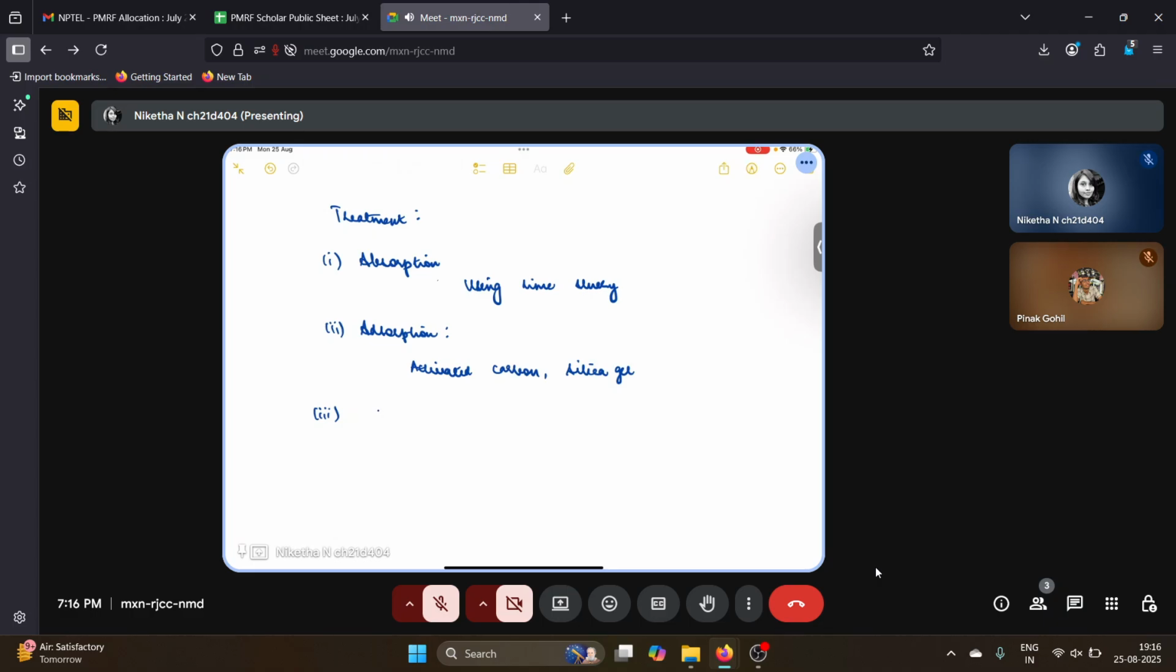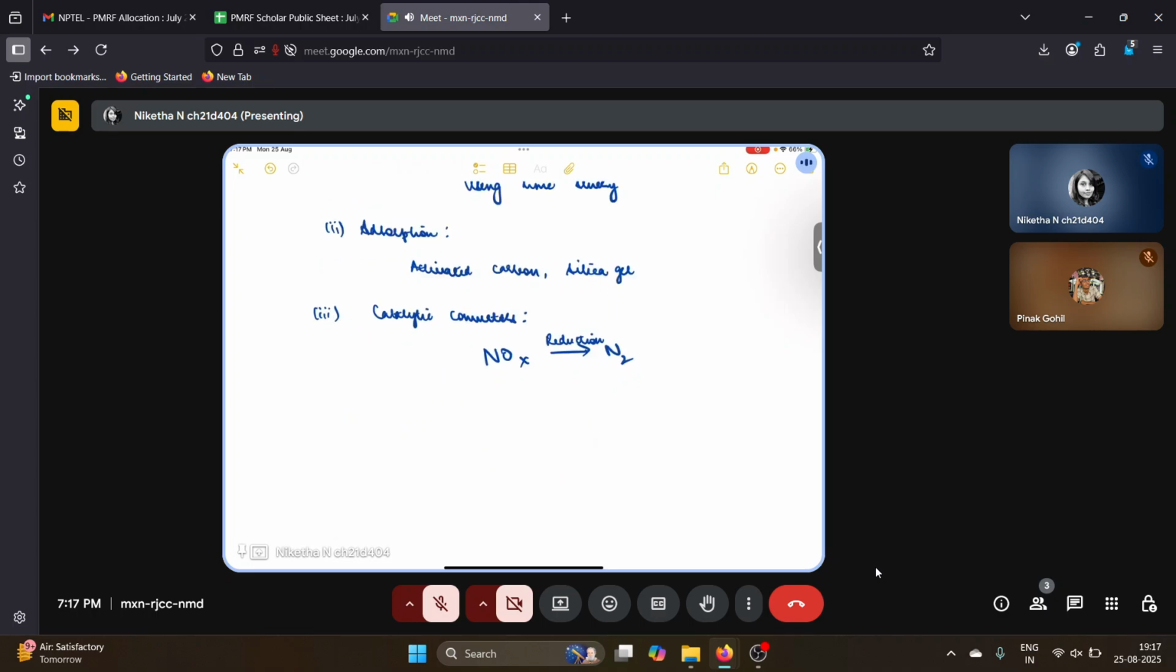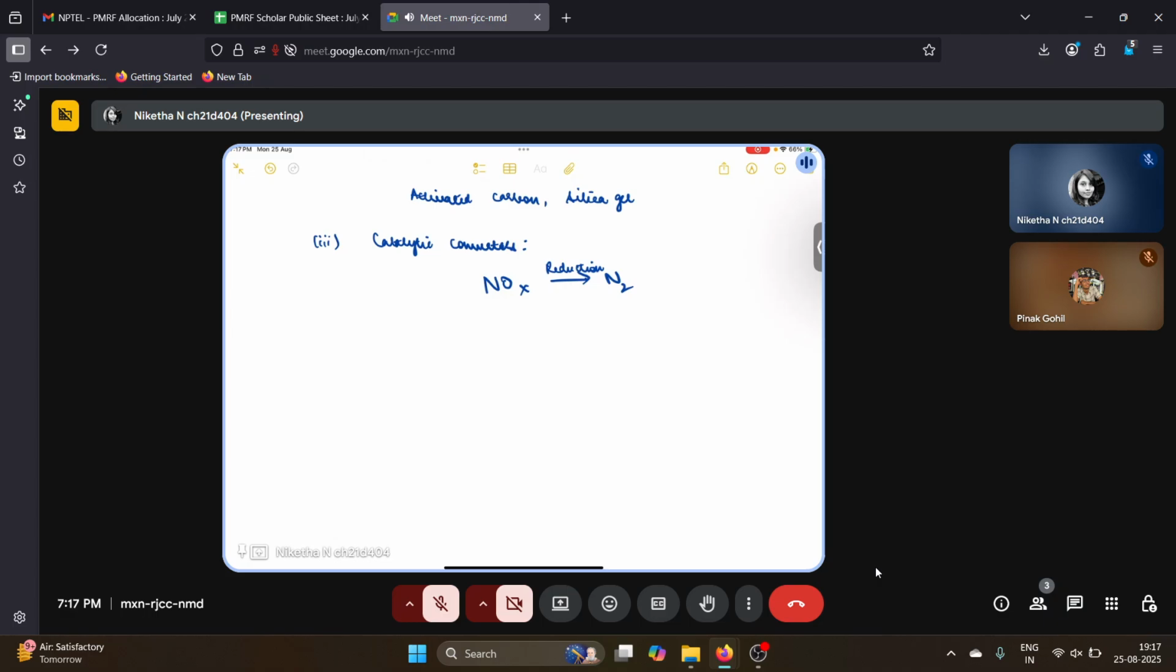So catalytic converters, what they do is they will reduce NOx into nitrogen gas. So these are basically catalysts that will catalyze the reduction reaction. So we'll see more about that.